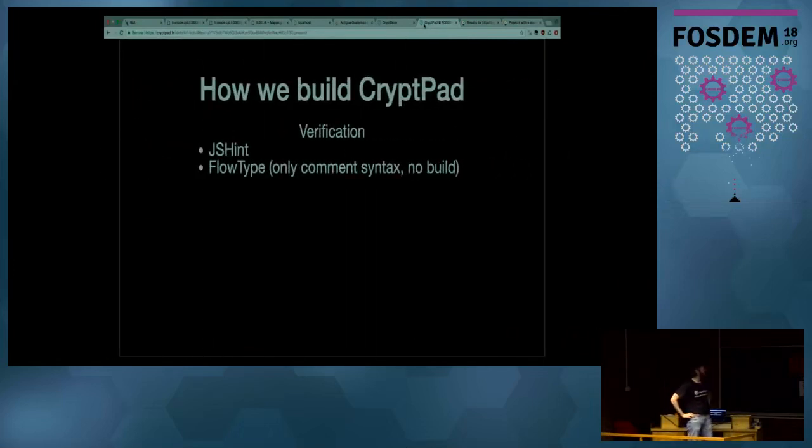We also use JSHint and Flow type, which are quite nice, but again, no build, so we don't allow strange syntax leaking into our JavaScript. We use only the comment syntax of Flow type.